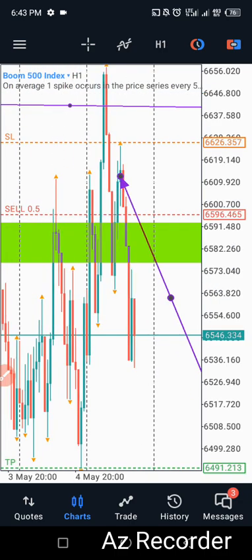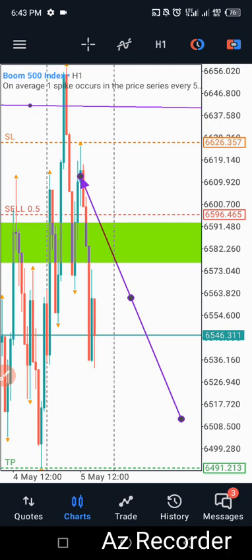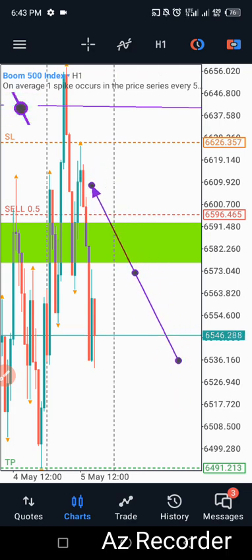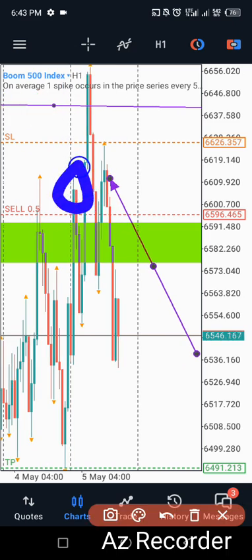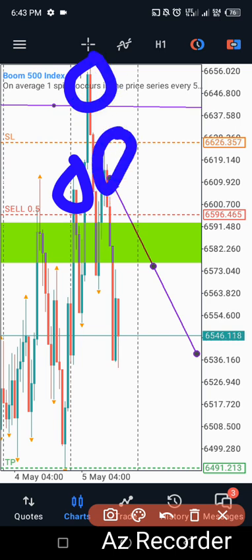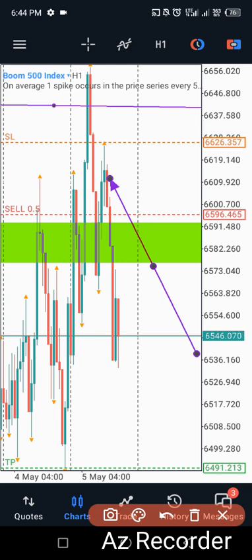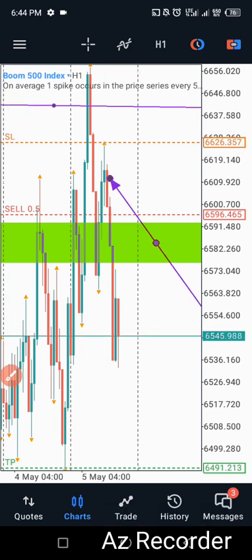So now we can notice that at this particular level, our head was showing here. So this was our first shoulder, then this is our head here, and then this is our second shoulder. So the way you want to take an entry using this head and shoulder pattern is that you want to wait for a candlestick pattern.